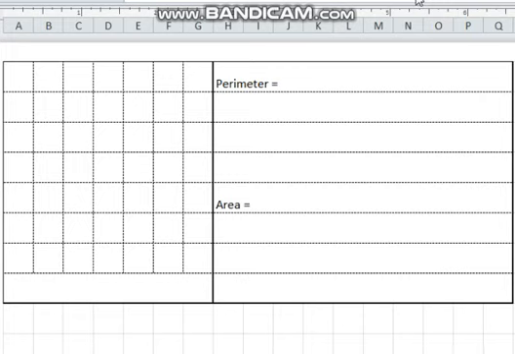Hi students, now we come to a new chapter. It's about area and perimeter. In this chapter, we will learn about area and perimeter of squares and rectangles, and then also area and perimeter for composite figures.